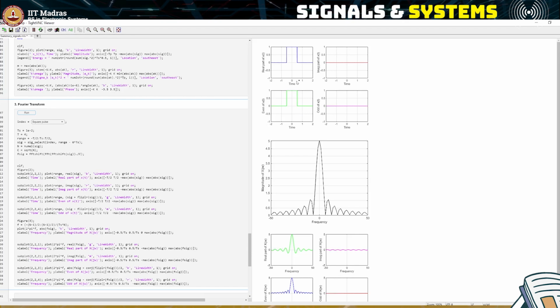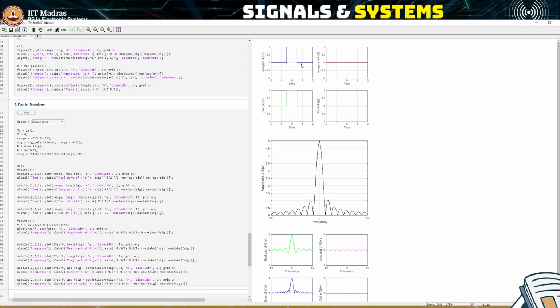So what we have here on the top left is the real part, top right is the imaginary part, all in the time domain, and the other figures in the bottom of the top row are the even and odd part of the rectangular pulse. Clearly, the rectangular pulse is already an even signal. So the even part is the rectangular signal itself, and the odd part is 0. And the real part contains a rectangular signal because there is no imaginary component.